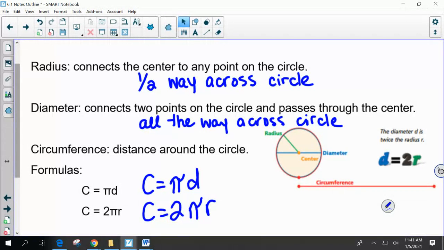And then another formula you might want to write down or circle is that the diameter is twice the radius. So whatever the radius is, the diameter is 2 times that.